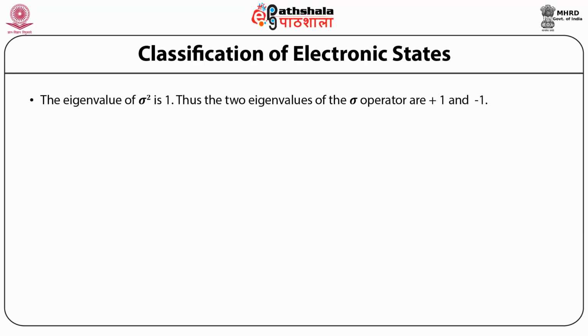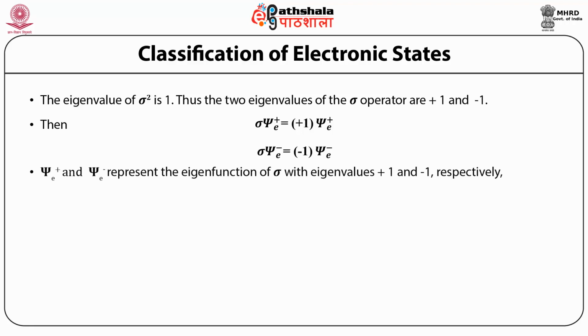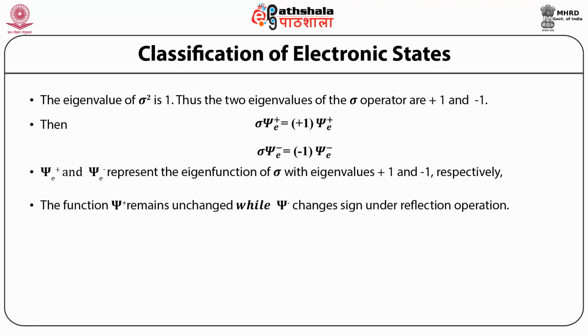The eigenvalue of sigma squared is equal to 1. Thus, the two eigenvalues of the sigma operator are plus 1 and minus 1. Then sigma psi e plus is equal to plus 1 psi e plus, and sigma psi e minus is equal to minus 1 psi e minus. Psi e plus and psi e minus represent the eigenfunctions of sigma with eigenvalues plus 1 and minus 1 respectively. The function psi plus remains unchanged while psi minus changes sign under the reflection operation.